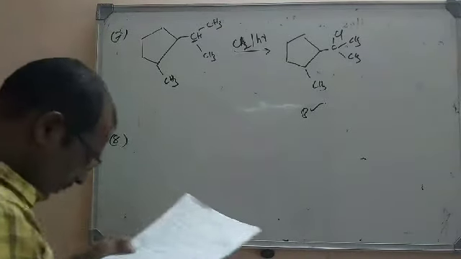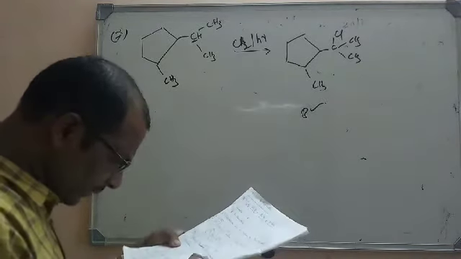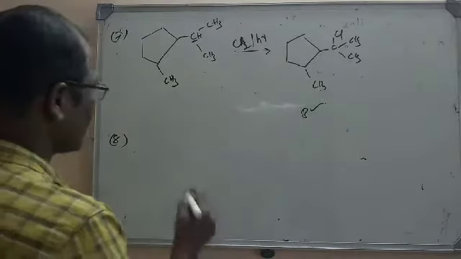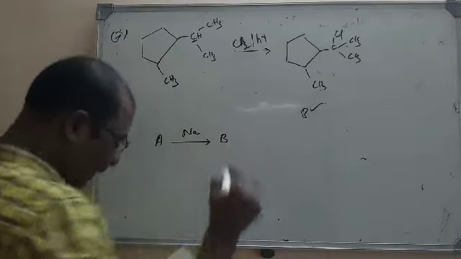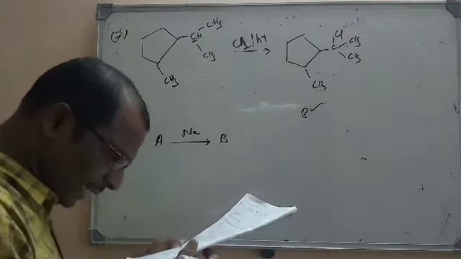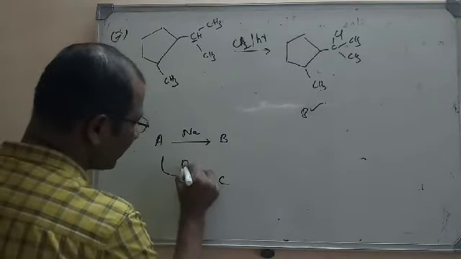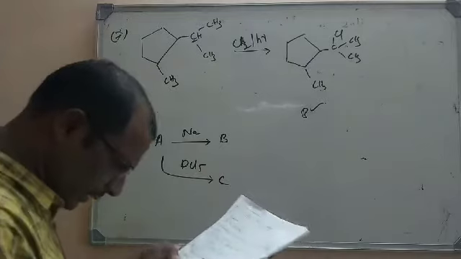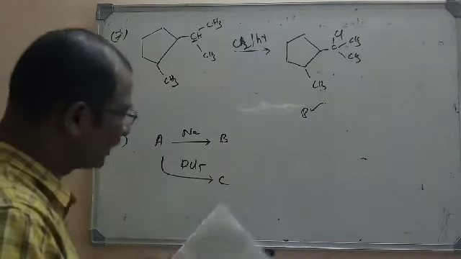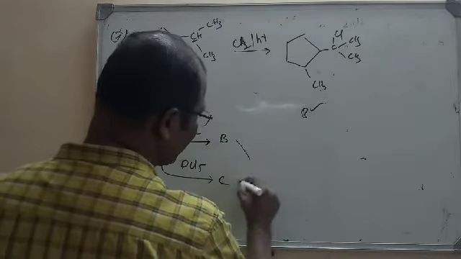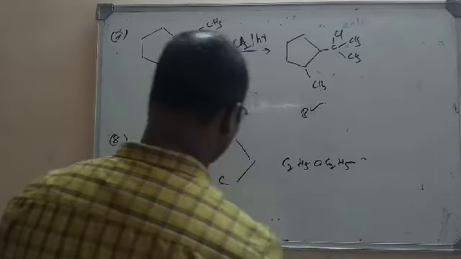Let us go to question number 8. An organic compound A forms B with sodium metal. And A forms C with PCl5. B and C together form diethyl ether.